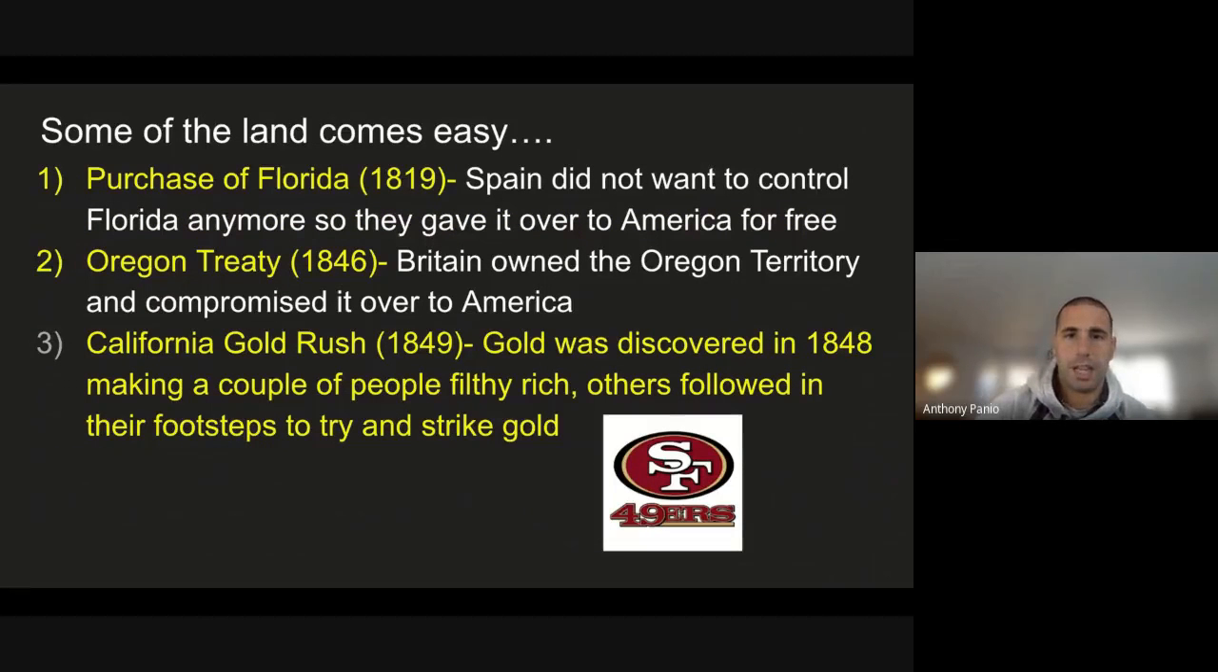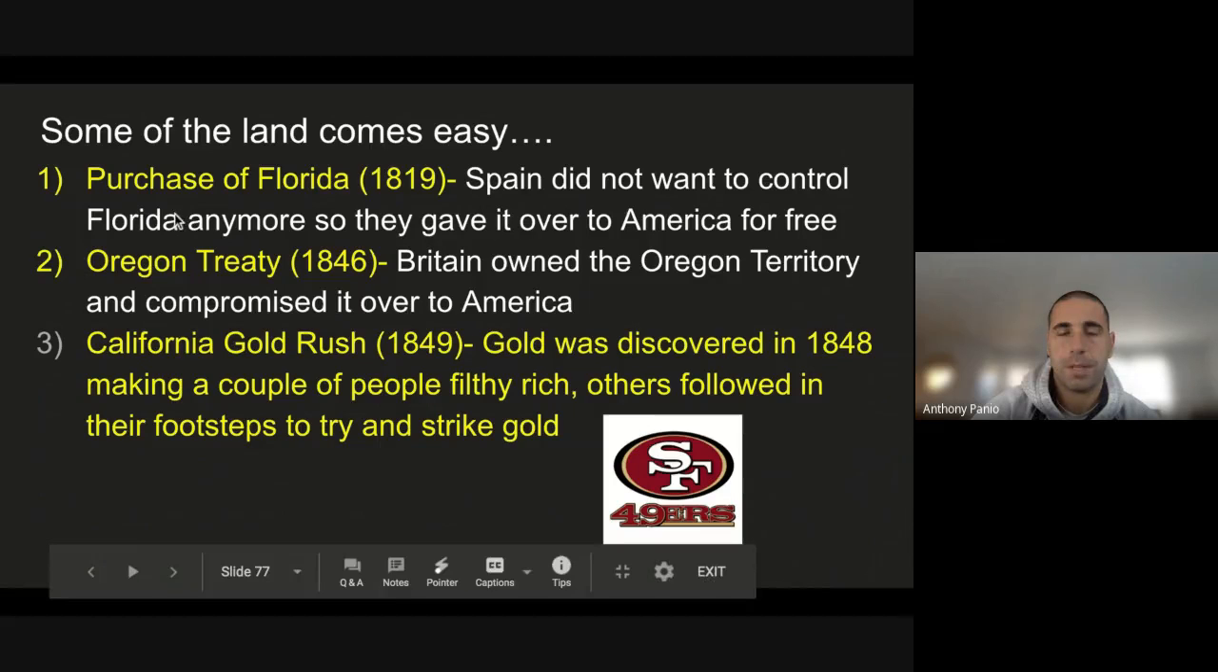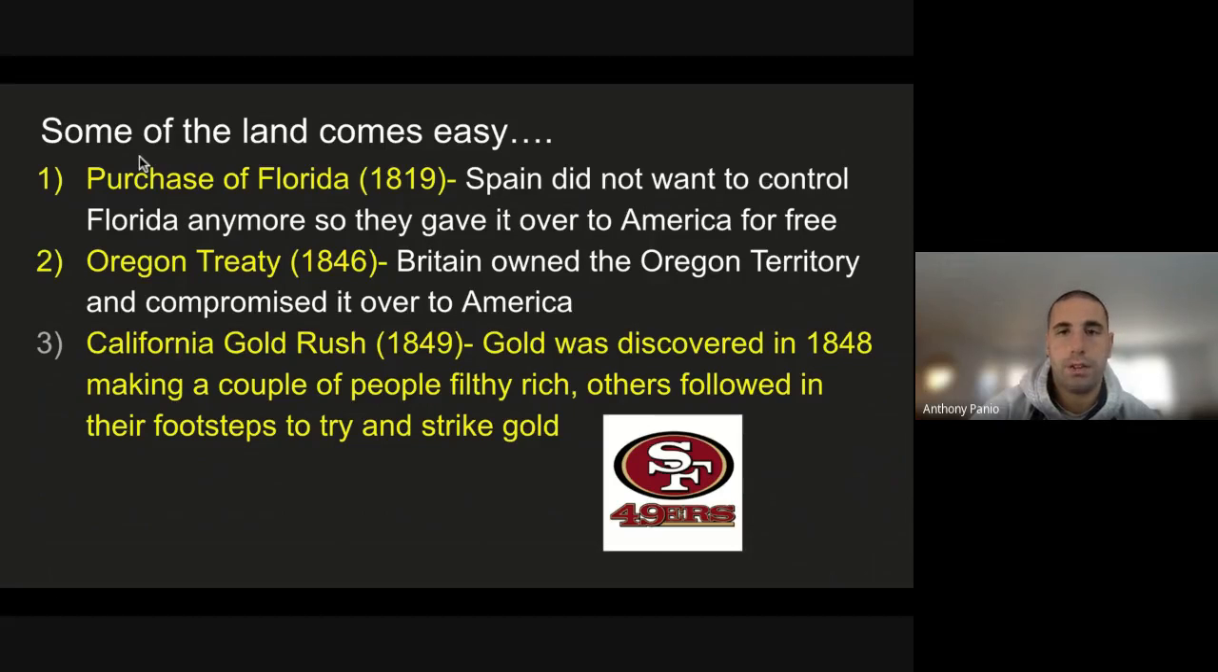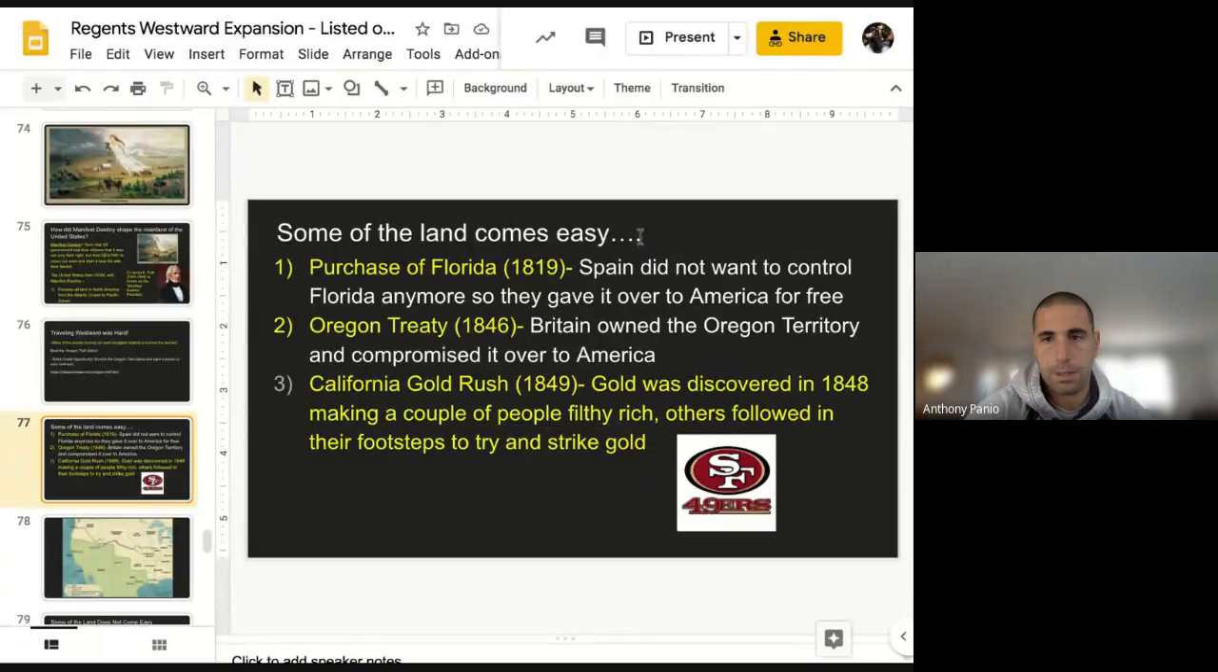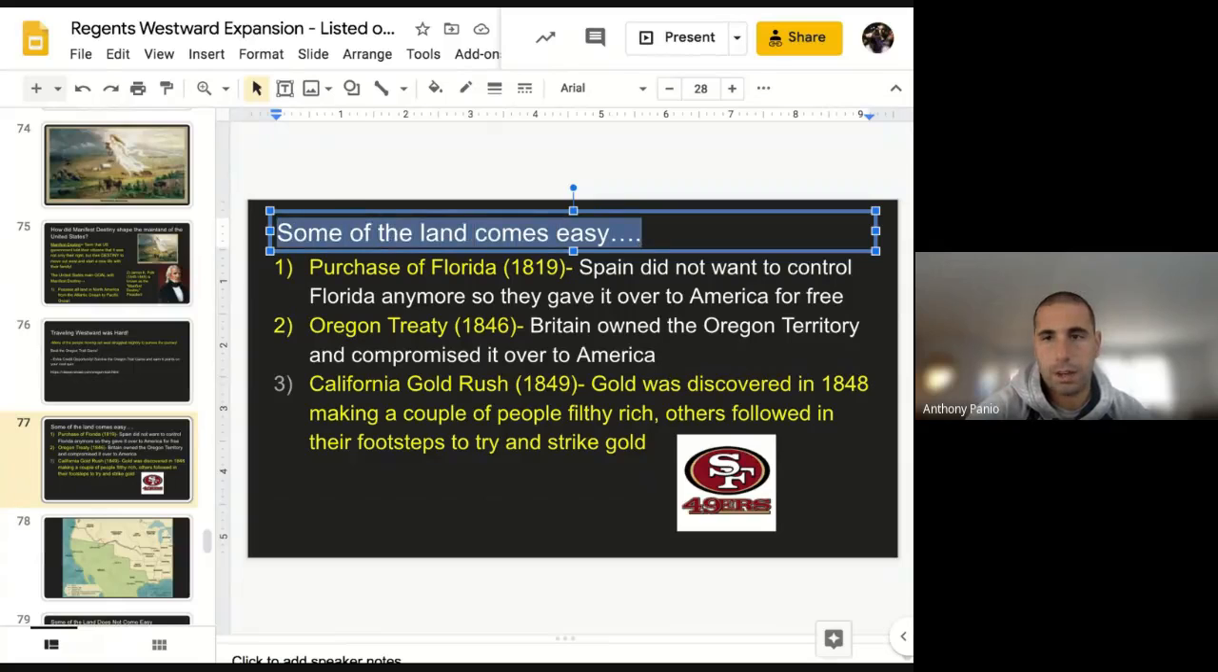Let's get to our last slide for today. Again, we don't need to write anything down besides, I would say this. Please write down that some of the land comes easy. I'll put that in yellow too. All I want you to know is that we purchased Florida. And we basically purchased the Oregon Treaty land.